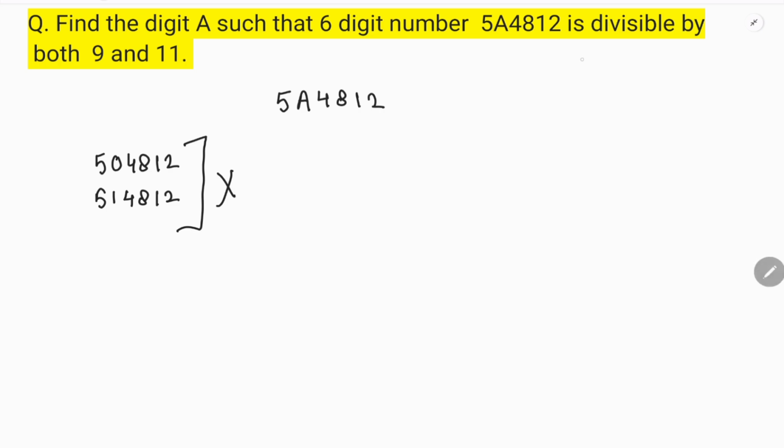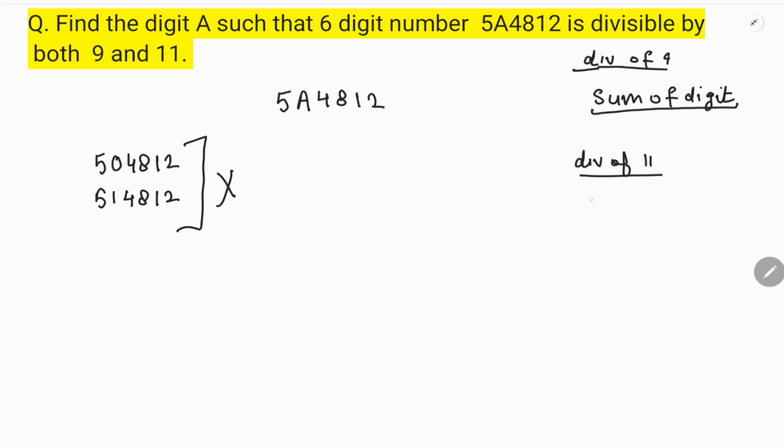First I will write the divisibility rule of 9. For the divisibility rule of 9, what do you need to do? You need to check the sum of digits. The sum of digits should be a multiple of 9, then that number is divisible by 9. Okay. And for divisibility of 11, what do we need to do?